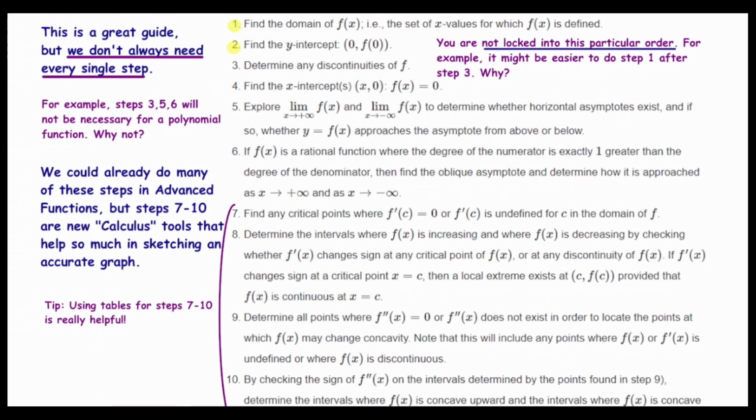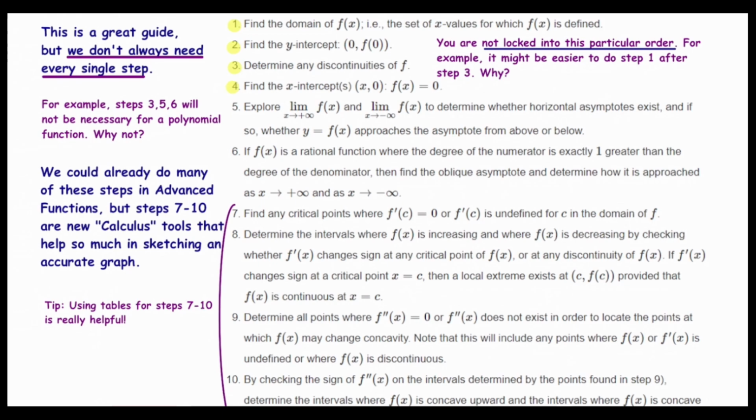Step 3, determine any discontinuities of f. If we're just working with a polynomial, we aren't going to need to worry about that. But if it's something like tan x or some other rational function, we'll look for any discontinuities. 4, find the x-intercept or intercepts. So set y equal to 0 and determine the x values that satisfy that equation.